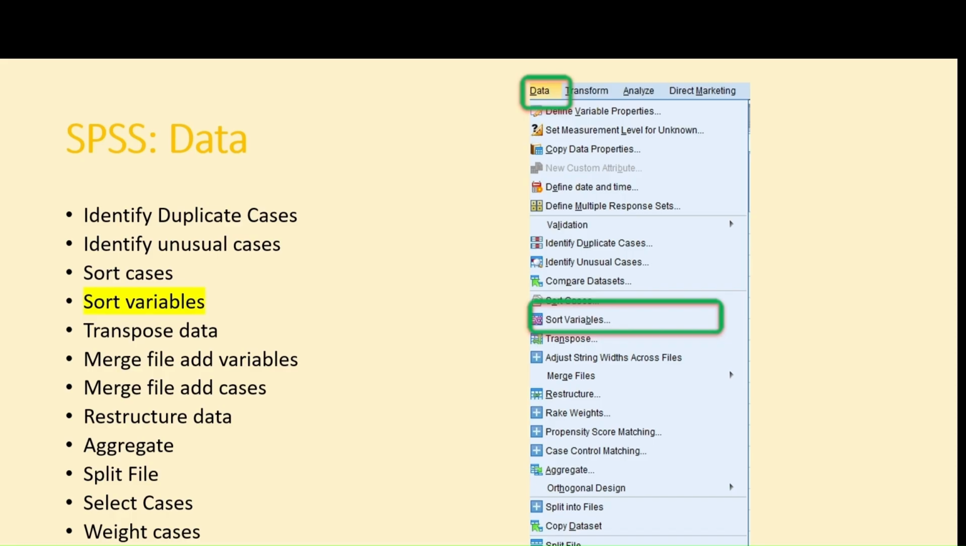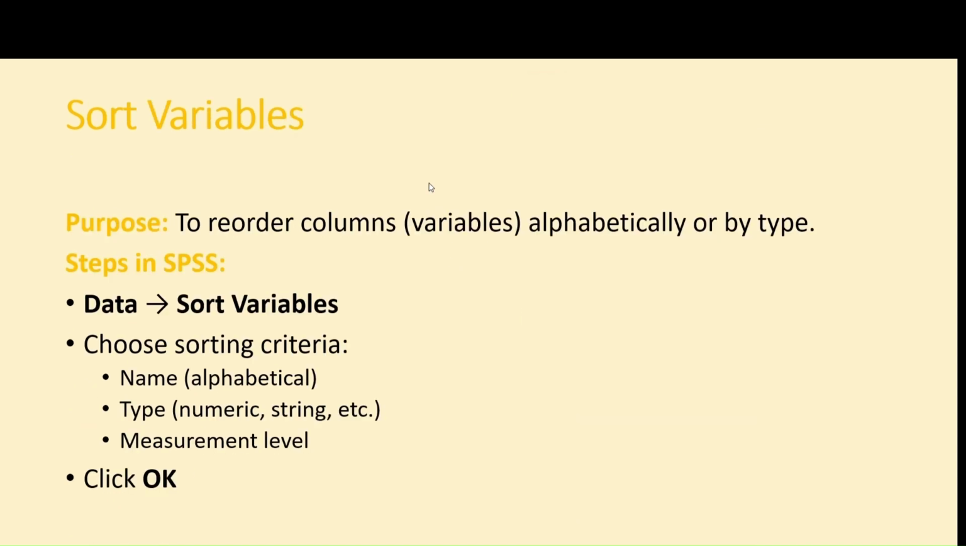To sort variables in SPSS, we use the Data menu bar and go to Sort Variables. The purpose of Sort Variables is to reorder columns or variables alphabetically, by type, or by name. Steps in SPSS: go to Data and then go to Sort Variables.